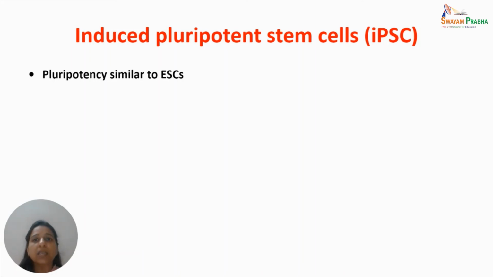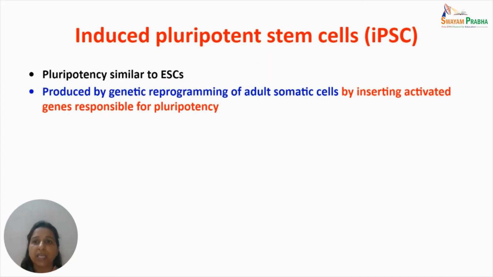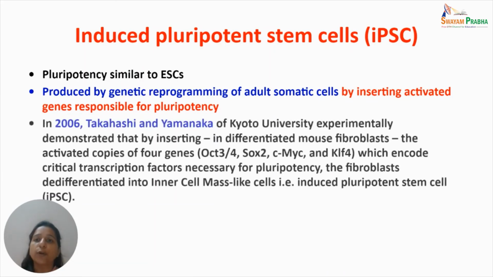Like embryonic stem cells, the induced pluripotent stem cells are also pluripotent in nature, as their name says. And how are they produced? They are produced by genetic reprogramming of adult somatic cells by inserting activated genes which are responsible for pluripotency. As we discussed, there are four major genes, OCT3 or 4, SOX2, CMYC, and KLF4, which are responsible for pluripotency in the embryonic stem cells. So if those four genes are taken up and induced into the adult somatic cells, then they can also be induced to become pluripotent.